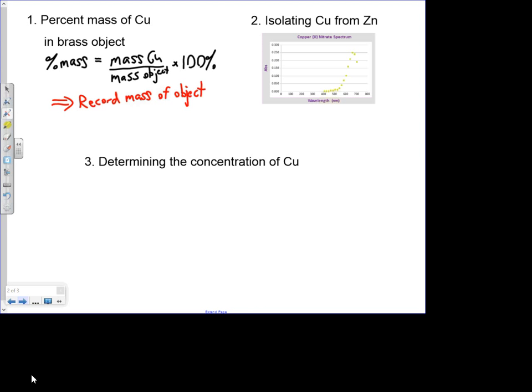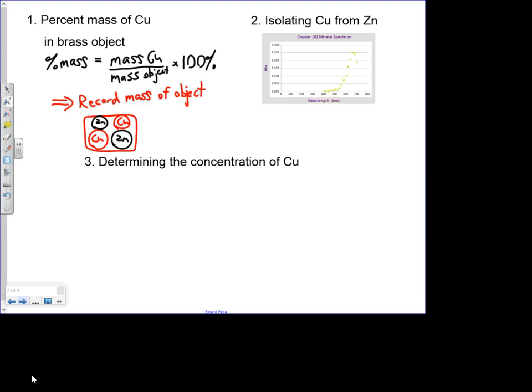You can't exactly measure directly the mass of copper in the object because the copper is mixed in with the zinc at an atomic level. Remember, an alloy kind of looks like this, where you have copper atoms and you have zinc atoms, and they're just kind of next to each other. So we've got to somehow find a way of separating the copper from the zinc. When our brass screw or key or whatever it is is in its solid form, it's going to be very hard to do that because the atoms are just mixed together.